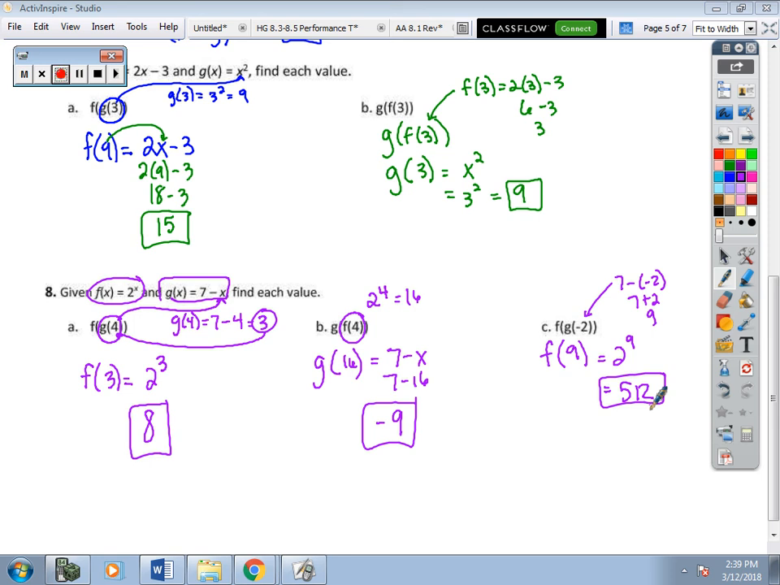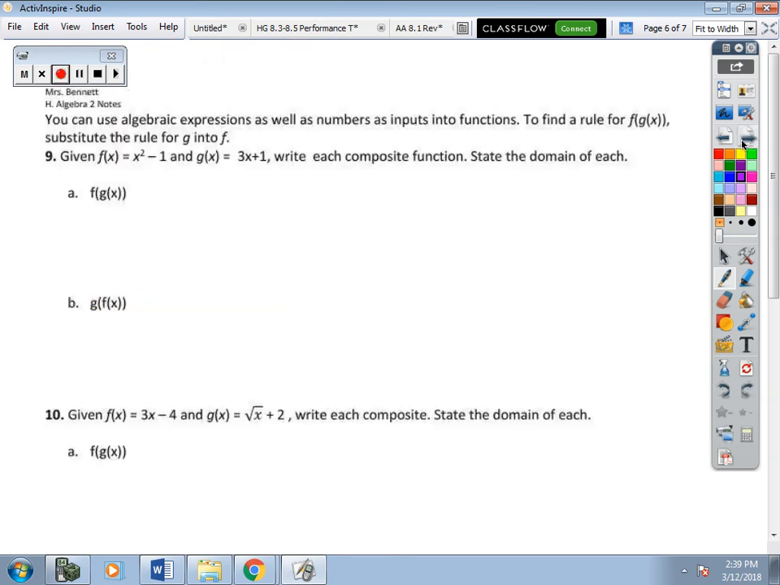Now what we're going to do on the back of the note sheet is take away the numbers, the 4 or the negative 2, and we'll just be seeing the composition of functions algebraically with just variables. So you can use algebraic expressions as well as numbers as inputs into functions. To find a rule for f of g of x, substitute the rule for g into f. Okay? Still going to do just what we did before.